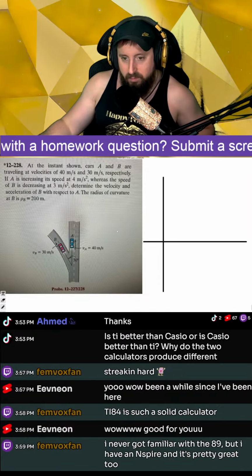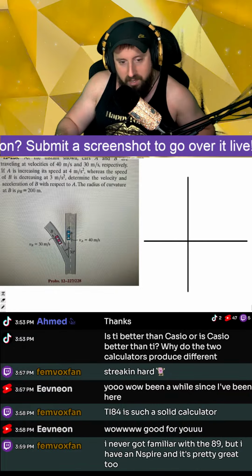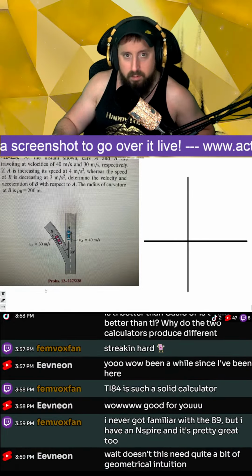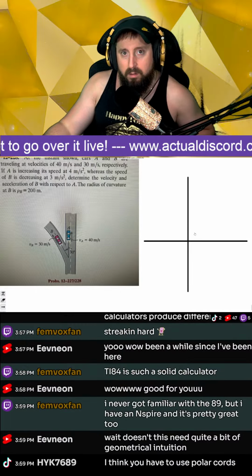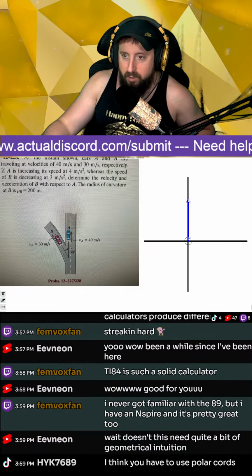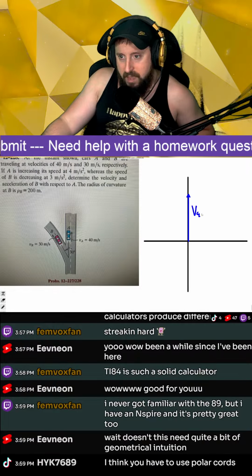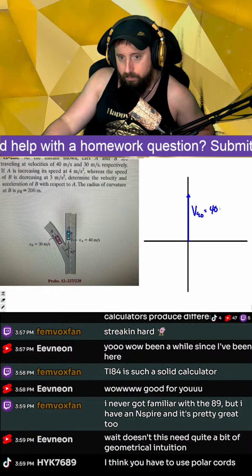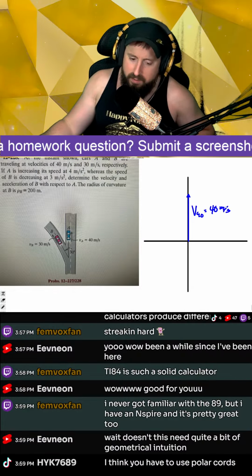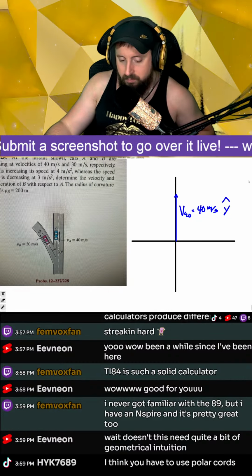Okay. So, let me kind of draw a graph of what's happening. I guess A is the blue car. You think you have to use polar coordinates? We might have to. Let's see. So, VA naught is equal to 40 meters per second, and this is in the y-hat direction. I'm going to put things in Cartesian first, and then I'll probably just put it in polar.